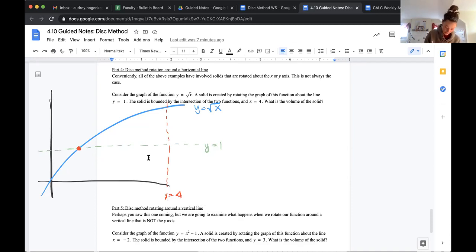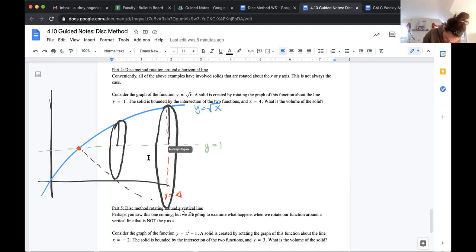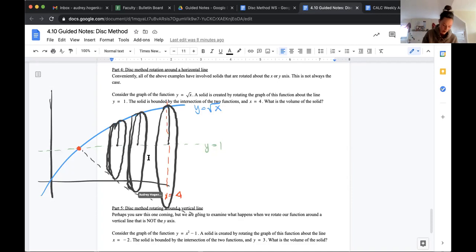So we need to draw this solid. Now we're going to picture that instead of mirroring y equals square root of x over the x-axis, we're going to mirror it around the line y equals 1, kind of like so. And then we're going to draw, again, our little disk figures right here. I didn't do a very good job mirroring, but right here. And again, these are little 3D disks. And we're going to sum up the areas of all of them using a definite integral by finding the area of one of them.